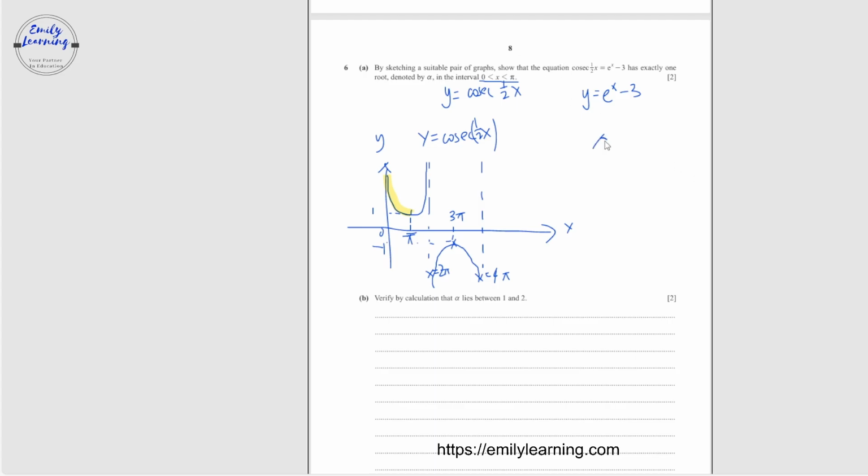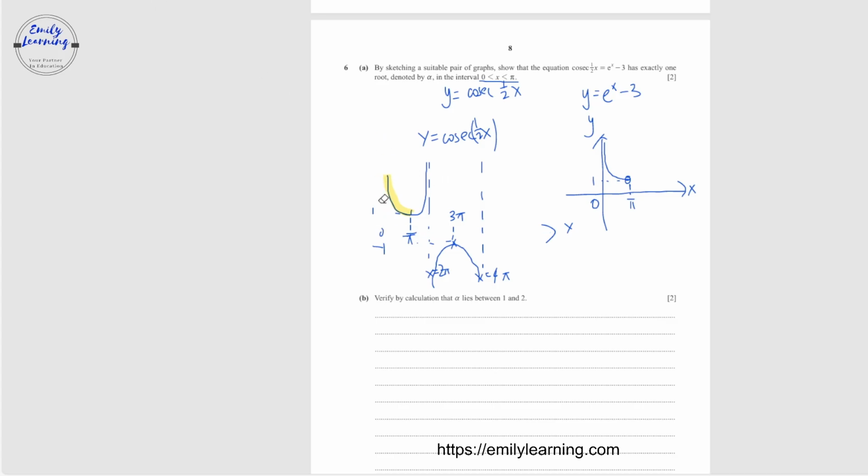Okay, so here is my pi. And then here it's 1. And because it doesn't include pi, I'll put an open circle here, to show that it is not included. Let me also erase this since I do not need this. This is just for explanation.